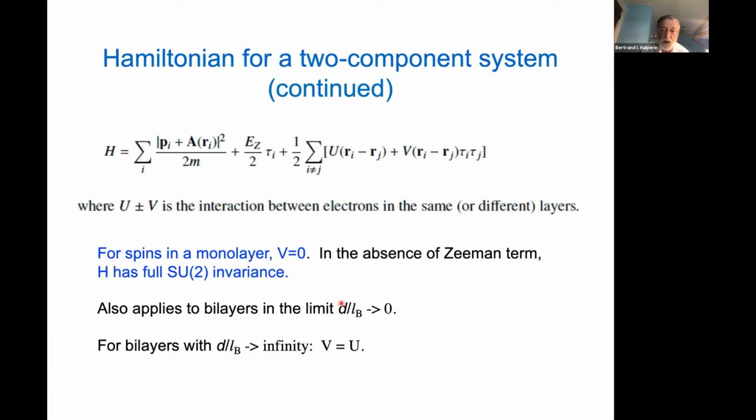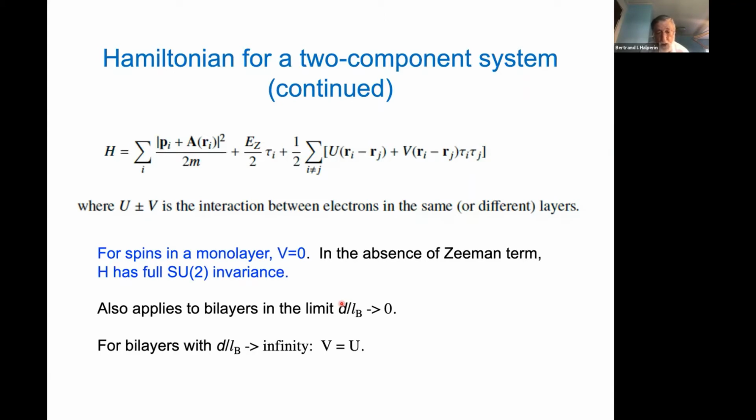Okay, so let's continue with this. Again, if I look at this and apply it to spins in a monolayer, we would expect that the Coulomb interaction doesn't care about what the spins are. So in that case, the V term should be 0, which says that the interaction is the same between same spins and opposite spins. In that case, if I don't have EZ, this system actually has a full spin invariance. It doesn't care which spin axis I choose. So it has a full SU2 invariance.